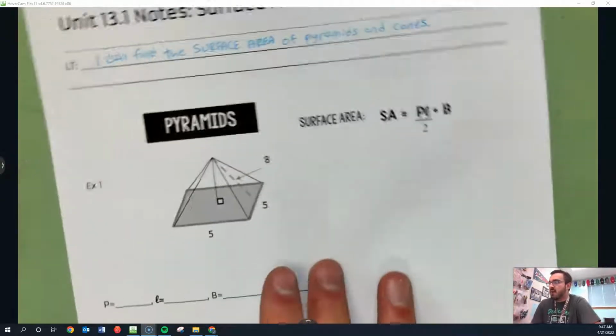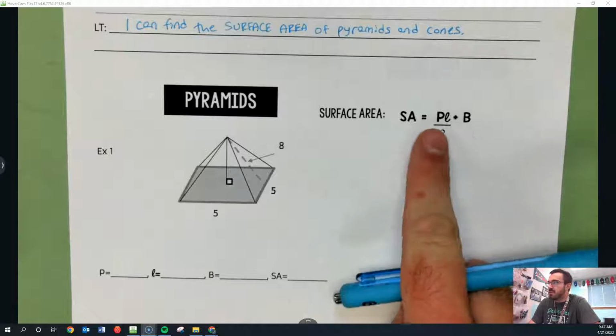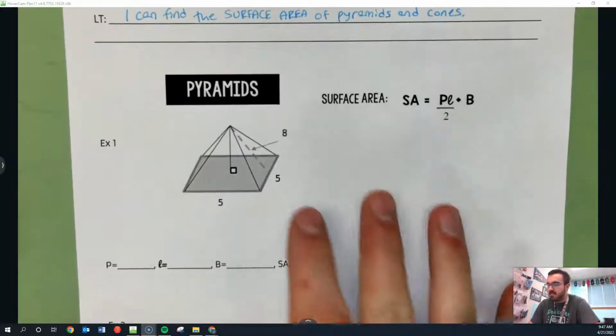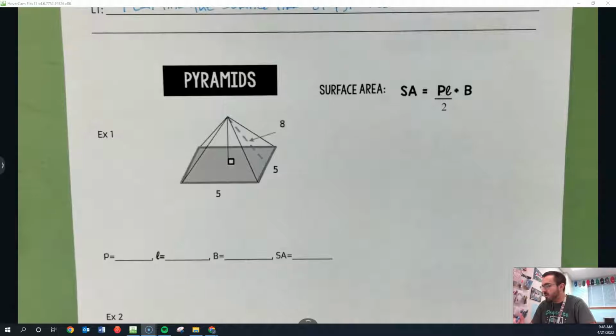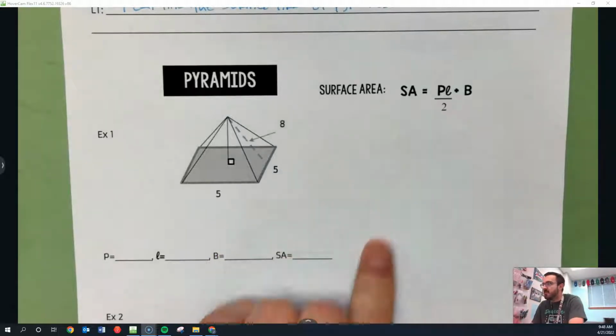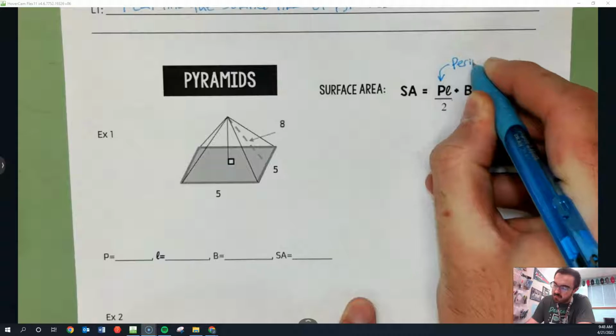Okay? All right, so for a pyramid, here's our formula: PL over 2 plus B. Okay, this isn't too complicated. All four of these things you should already know except for L. P stands for the perimeter of the base.